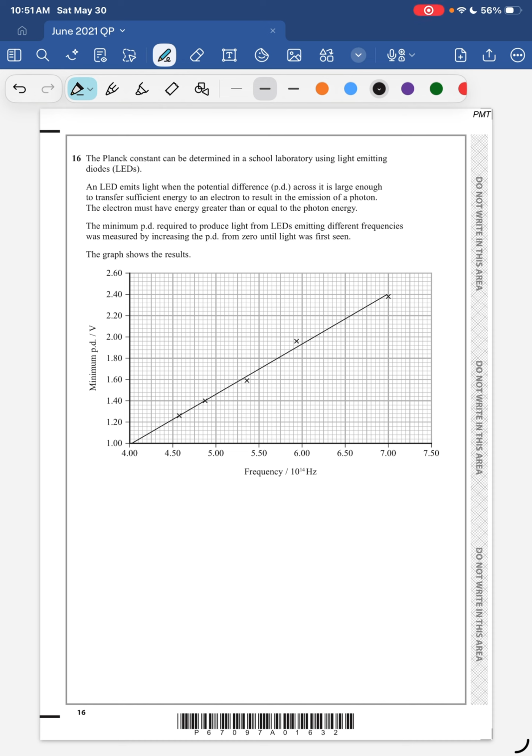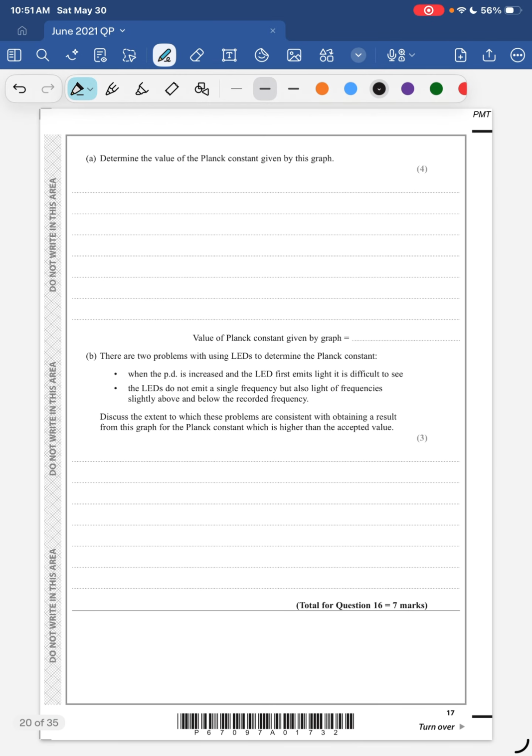Okay, so this is similar to the photoelectric effect, but the difference is that you now provide energy to the electron and the electron emits the photon. In the photoelectric effect, you have the photon absorbed by the electron. So it's a little bit tricky, not that tricky though. So let's see. Question A, determine the value of the Planck constant given by this graph.